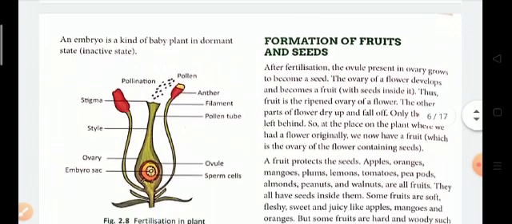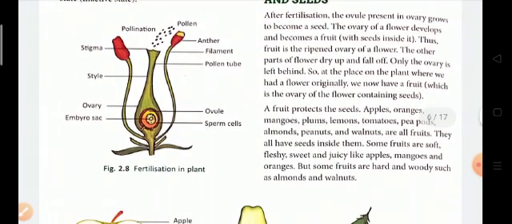Here is the structure of fertilization in a plant: the pollen grain drops on the stigma of the female reproductive system and then makes a pollen tube. That pollen tube gets fused with the ovule and the zygote, a 2n cell, is formed. This zygote will develop into an embryo and then a seed, and then a new plant body will form.